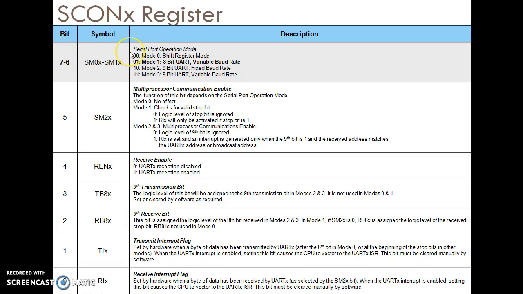That is, in serial port operation mode, if 00 is used, then it is mode 0. 01 is mode 1, that is 8-bit UART variable baud rate. In mode 2, that is 10-bit UART fixed baud rate. Mode 3, 11, is 9-bit UART variable baud rate.